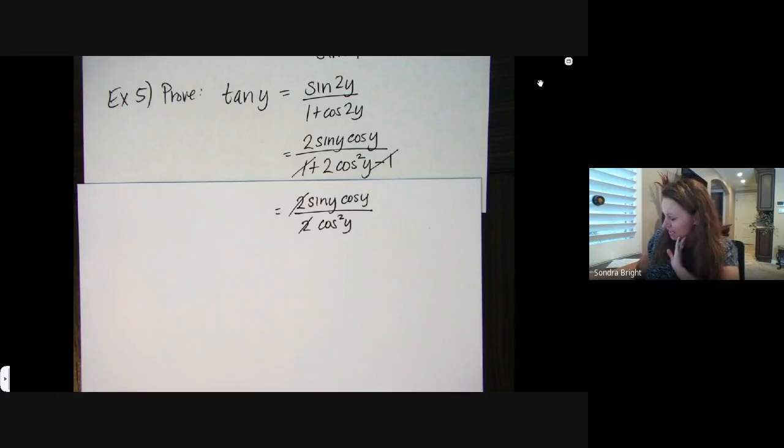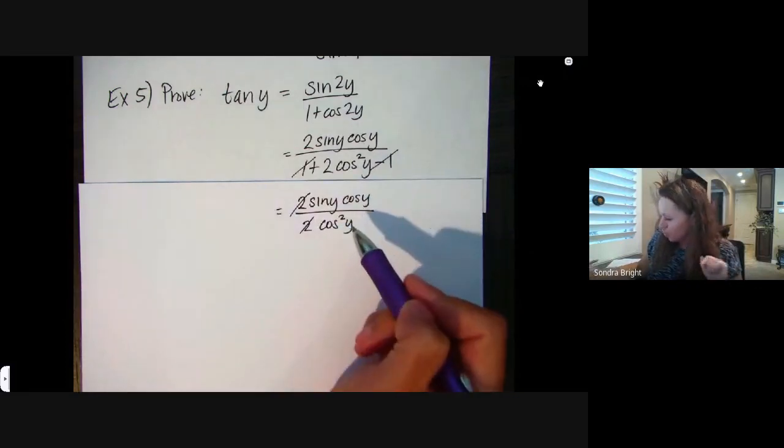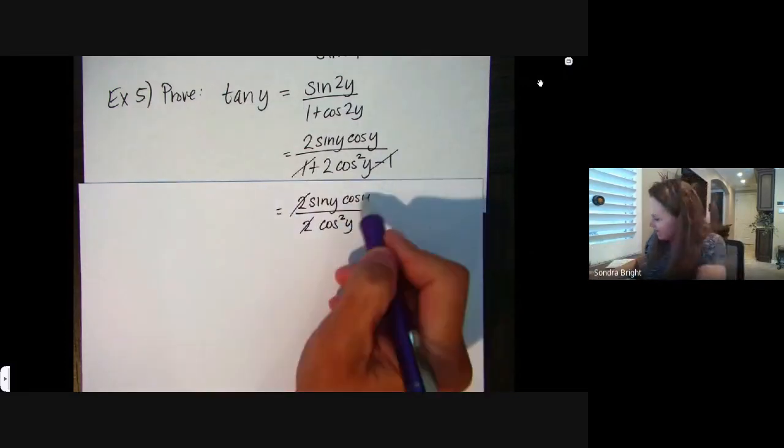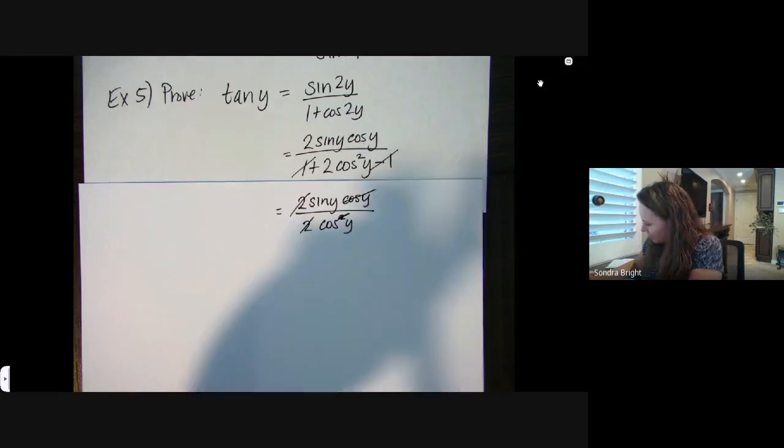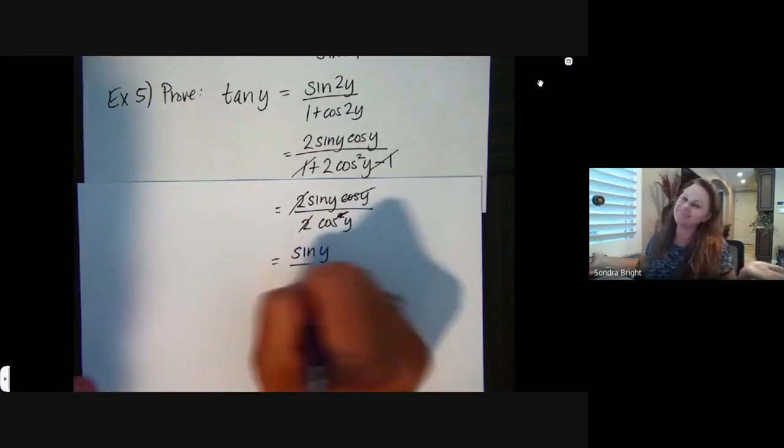I got a cosine up top, and cosine squared is cosine times cosine. So the cosine up top will cancel with one of the cosines down below, and you are left with sine of y divided by cosine of y.